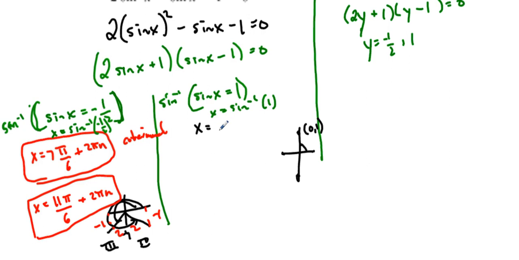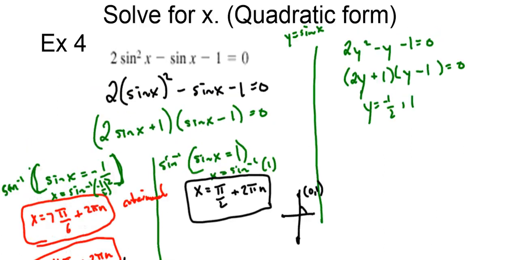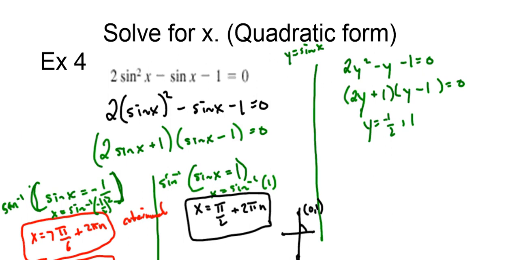And what is that going to equal? Well, that's going to equal pi over 2, and every coterminal angle of pi over 2. And that would be our other solution. So we have 3 different solutions for this trigonometric equation. Awesome. And all the infinite solutions that are coterminal. Cool, I hope this makes sense.